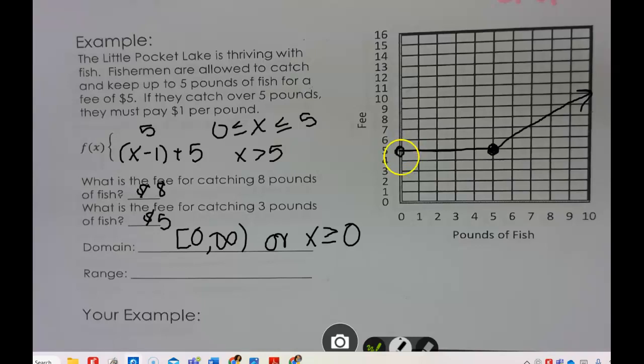Your range is then a little bit trickier because your range is that lowest y value. So no matter what, if I catch fish and take it with me, what am I paying at a minimum? If I catch any number of fish and I take them with me, at a minimum, I'm paying what? Perfect. So my range is $5 and above. If I take anything with me, it's going to cost me $5.